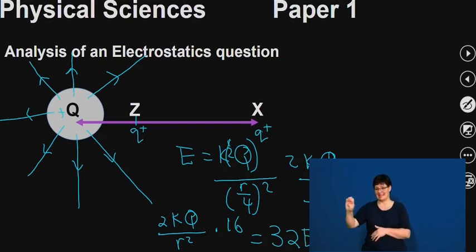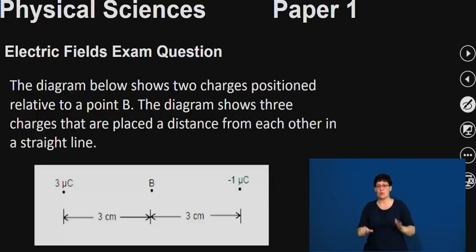So if we double the magnitude of the charge Q and put it at a distance that is actually a quarter of the original one, which was at X, this field is 32 times as strong at point Z than at X. Right, very, very important concept there.